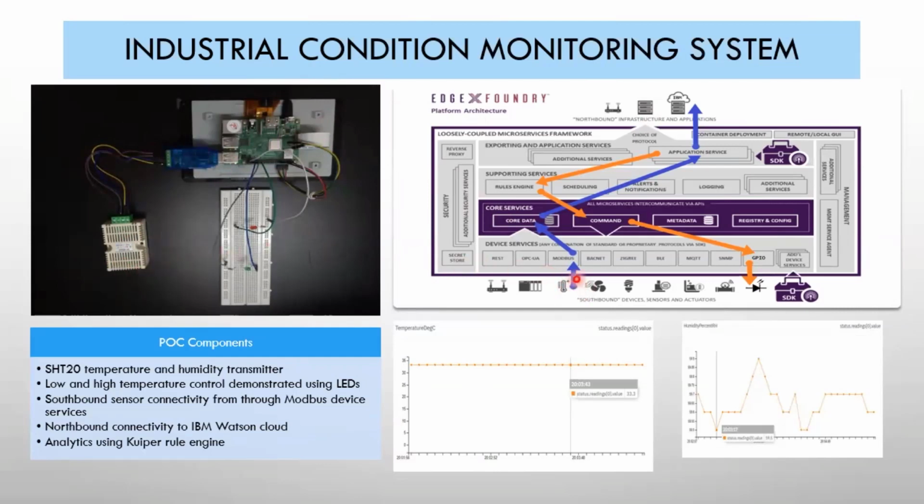Once the data is obtained from the end sensor, it is sent to the northbound cloud. In this case, we used the IBM Watson cloud. Also, whatever data we received, we did some minimal analytics using the rules engine. We did some calculation, like if the temperature falls below some threshold, or if the temperature exceeds the threshold, we toggled some LEDs.